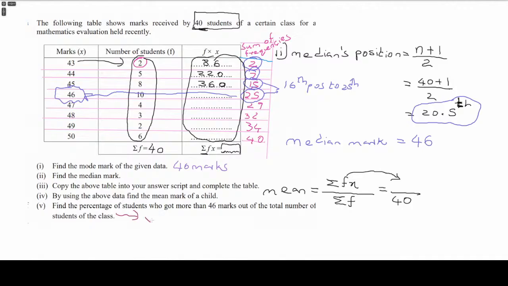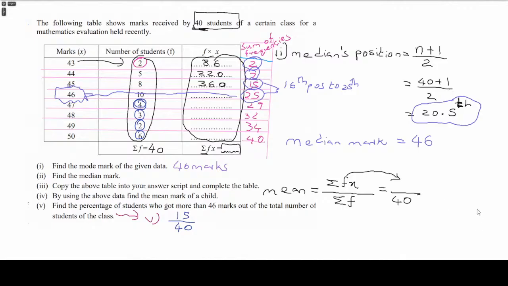Roman 5. Find the percentage of students who got more than 46 marks. So how many students have got more than 46 marks? These 4 students have got more than 46. These 3, these 2 and these 6. So 4 plus 3 is 7, 7 plus 2 is 9, 9 plus 6 is 15. So 15 students have got more than 46 marks. So 15 out of how many students altogether? 40. So 15 out of 40 have got more than 46 marks.